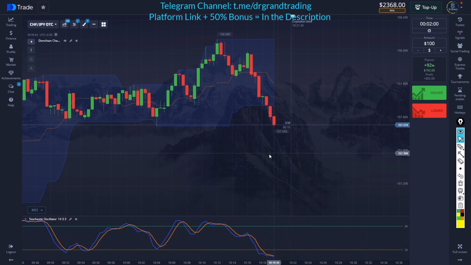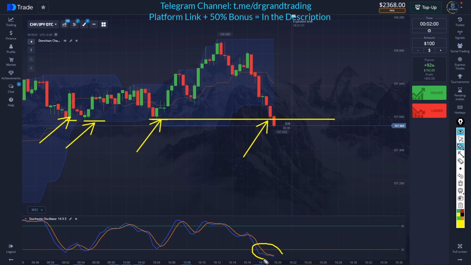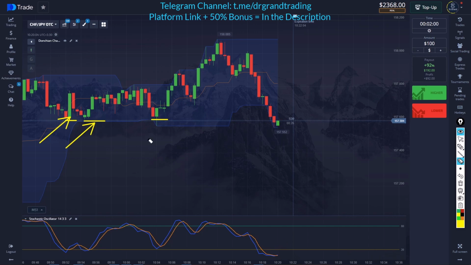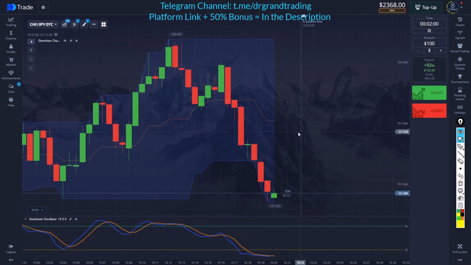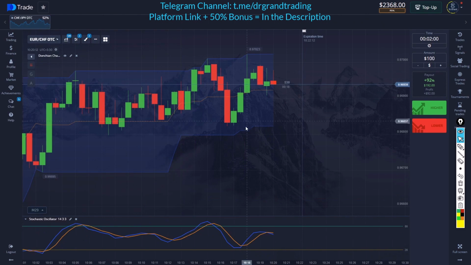Okay, if you look at here, we have this support area, and here we are looking for confirmation from the stochastic indicator. So if I get the confirmation, which means that if we have this cross of these lines right here, we will take this trade. Otherwise, it's not a good trade. So let me see if we're gonna get that.